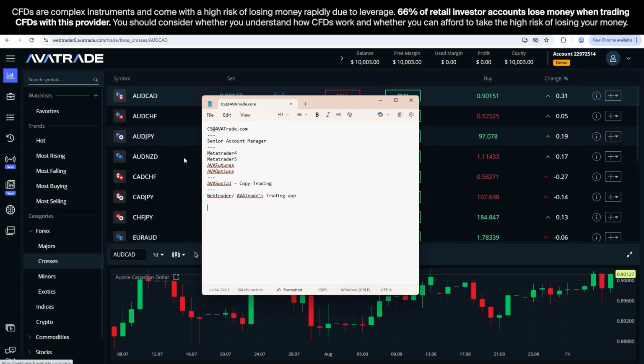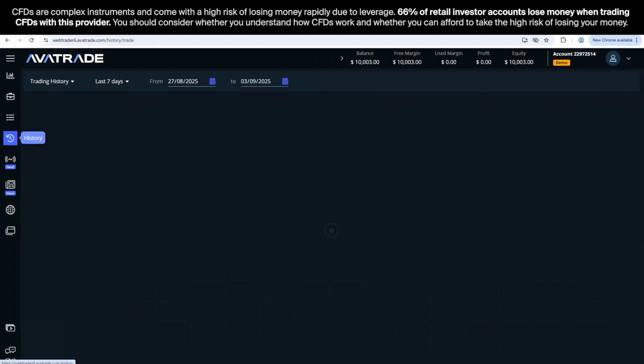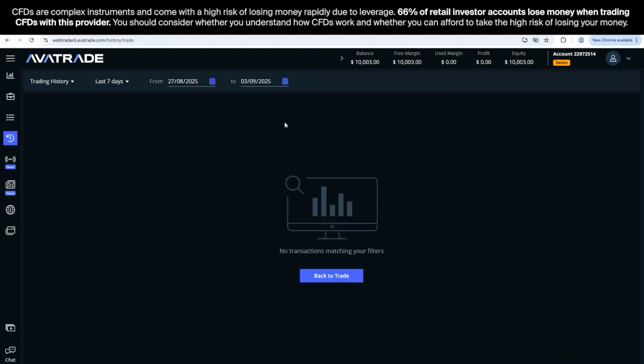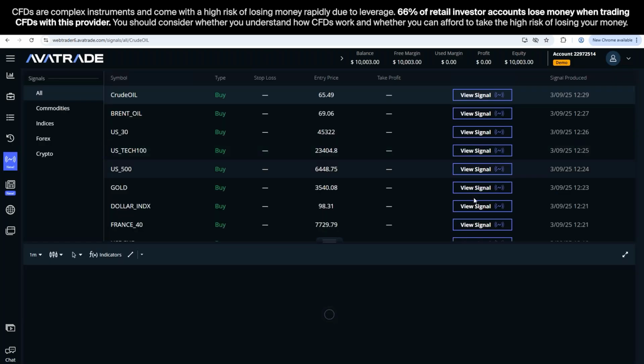In here, we've got the trade. This is where we are. Underneath, we've got positions. We saw that. At the moment, we've got no positions. Orders, same thing. We can click and modify our orders. In history, we can determine the range of dates that will be displayed and review it the way that we want. Underneath, we've got signals.